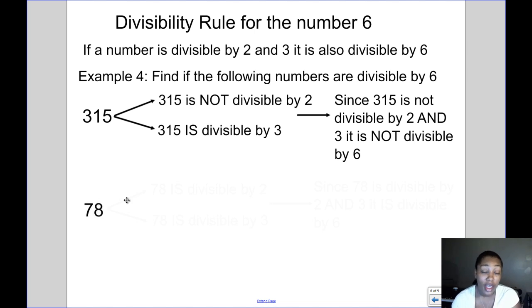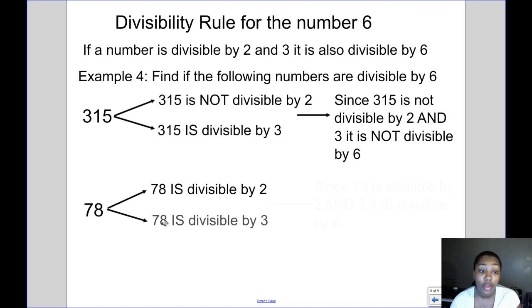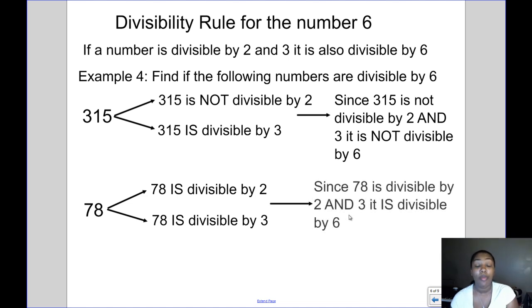Again, we have to test both numbers, 2 and 3. Well, it ends in an even number, so that means, yes, 78 is divisible by 2. So now we want to check, is it divisible by 3? Well, if I add 7 plus 8, that gives me 15, and 15 is divisible by 3, which means 78 is divisible by 3. Therefore, since 78 is divisible by 2 and 3, that means it is also divisible by 6. So remember, for 6, it has to be divisible by both 2 and 3.